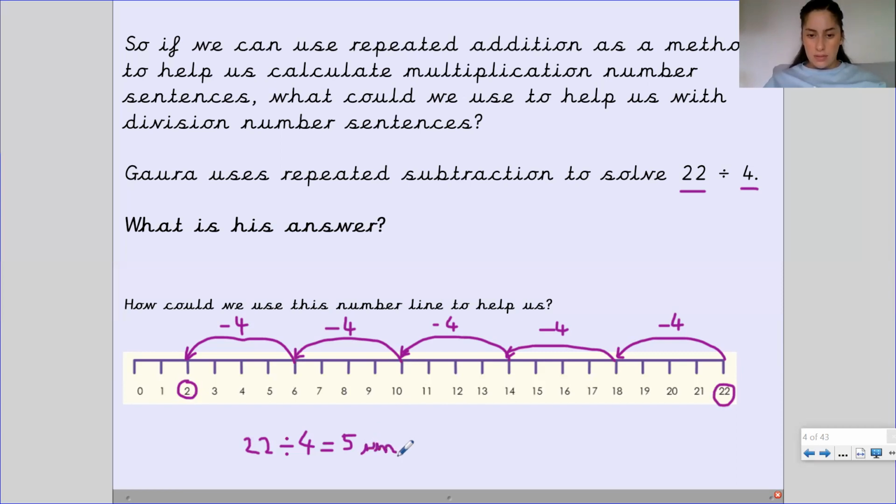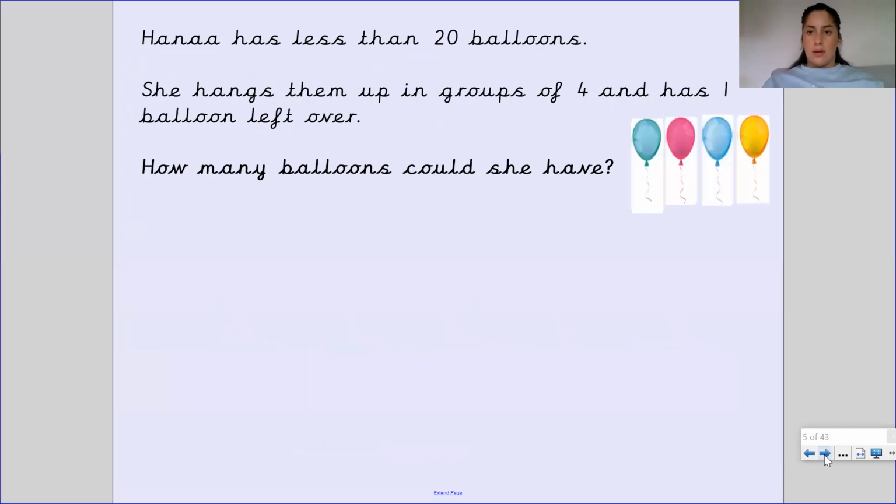My handwriting is not the best when I'm using the computer. Remainder 2. 22 divided by 4 equals 5, remainder 2. The 5 represents the equal groups of 4 that we've got, and the 2 represents the number remaining, how many we've got left over. Okay.